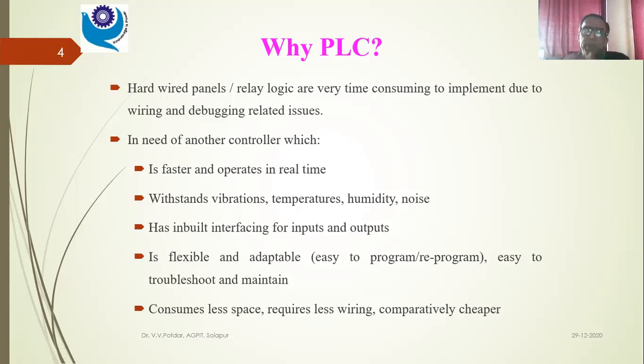If a dedicated application for maybe a bottle sealing plant was designed and developed, that automation was useful only for that bottle plant. If I need to make use of the same automation circuitry for some other application, it was not possible. And it was very time consuming to make those changes as well. So hardwired panels, or relay logic, are very time consuming to implement due to wiring and debugging related issues.